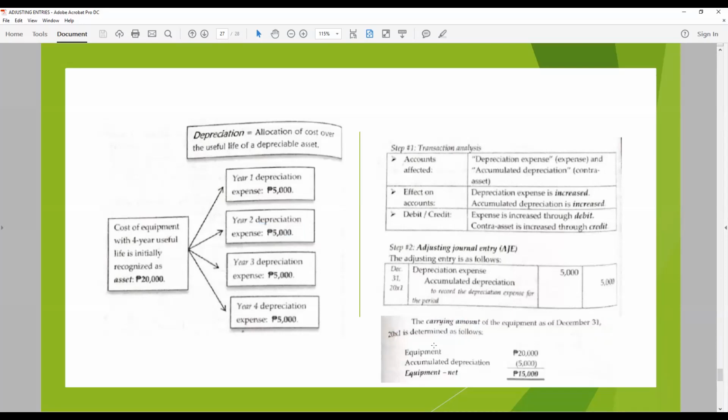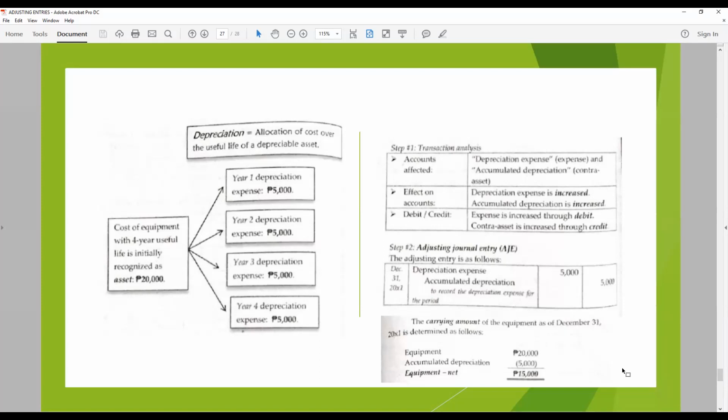Until such time, on the fourth year, 20,000 na yung accumulated depreciation nyo, zero na yung carrying value ng equipment. Or kung meron siyang salvage value or scrap value, at the end of the useful life, ito na lang yung carrying value ng equipment nyo. Yung salvage value niya na lang. In this case, zero kasi hindi naman given yung salvage value. Meaning, hindi niya na mabebenta yung equipment at the end of its useful life. Kahit scrap, wala nang bibili niyan.